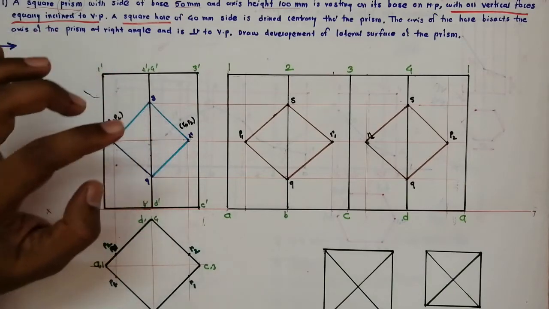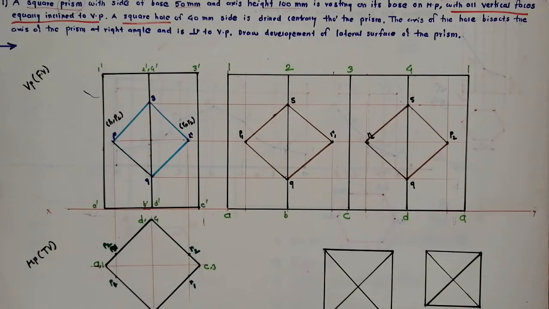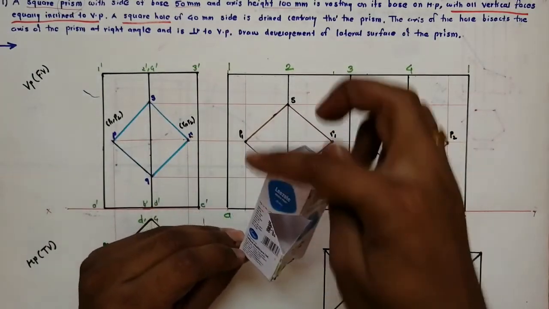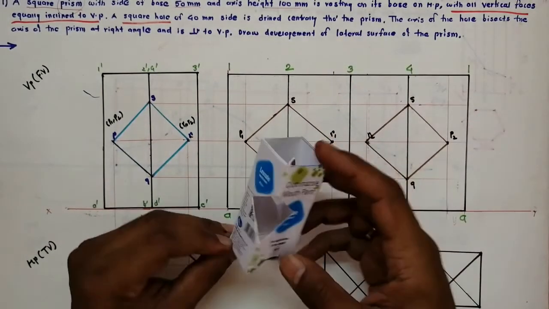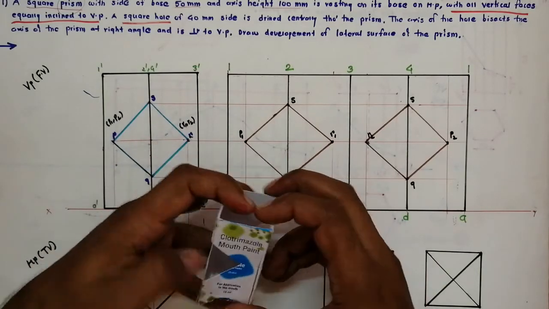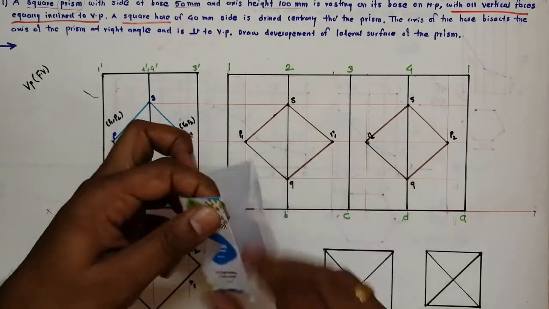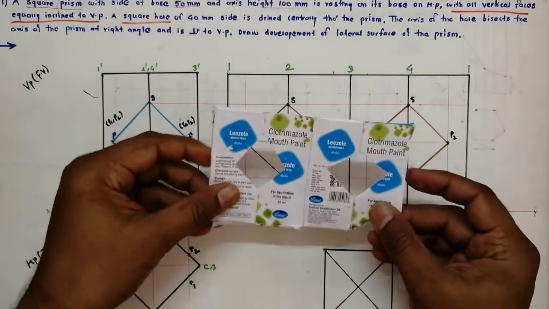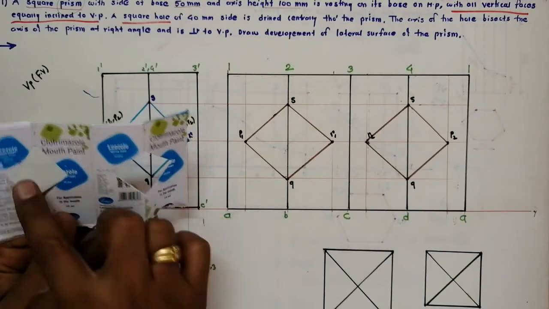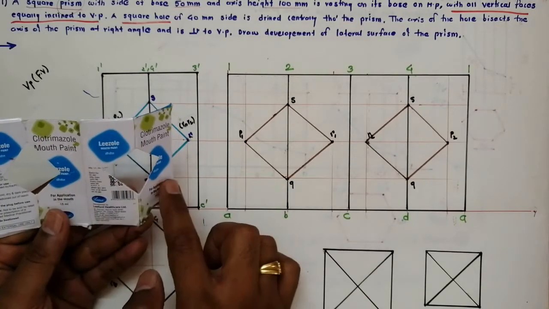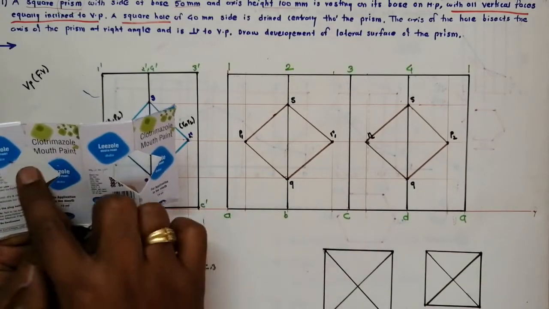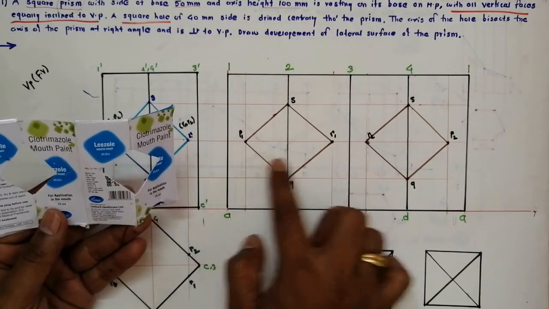Okay, so I will show you that here also. Suppose now this is our model, this prism with this square hole. Now if I open this prism, we'll get the development something like this. See, we got here 1 2 3 4 rectangles and these two square holes. So this is first and this is second.